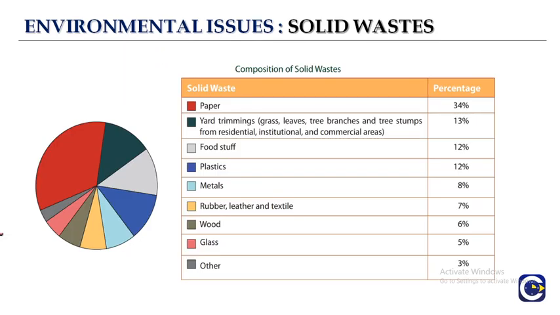So let's talk about the composition of solid waste. What makes up the solid waste? Paper is 34% of solid waste. Yard trimmings, that is grass, leaves, tree branches, tree stumps from residential, institutional and commercial areas, consist of 13%. All the foodstuff comes under biodegradable, right? And paper comes under recyclable, that is 12%.